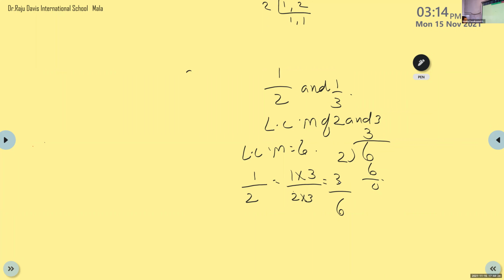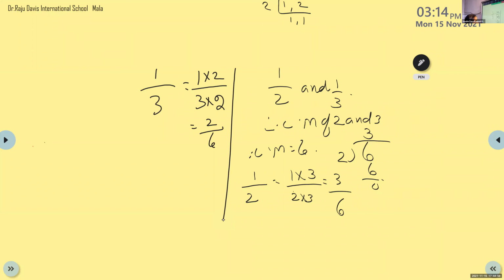How will you write the next fraction? How will you write the second fraction? 1 by 3. Yes, very good. Tell me, how will you write 1 by 3? 6 divided by 3. Very good. So what is the next one you will do? 1 into 2 divided by 3 into 2. What is 1 into 2? 2. What is 3 into 2? 6. Then, which is larger now?